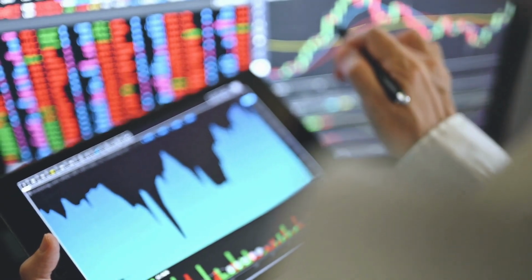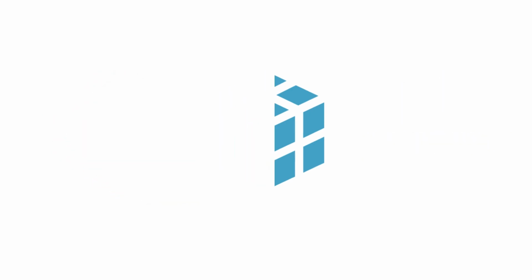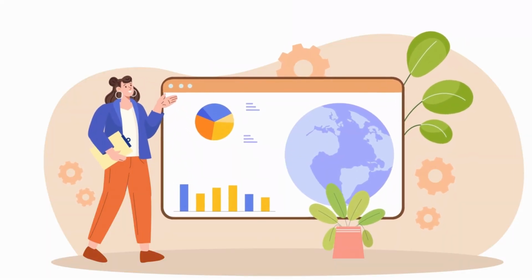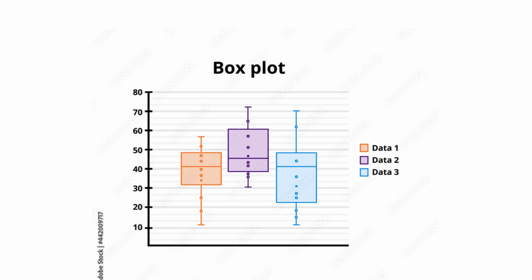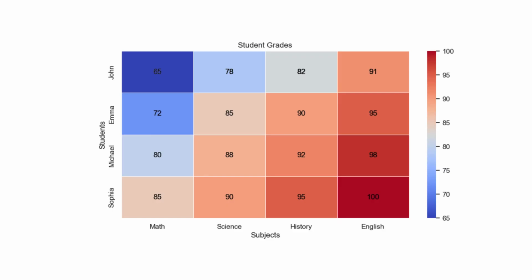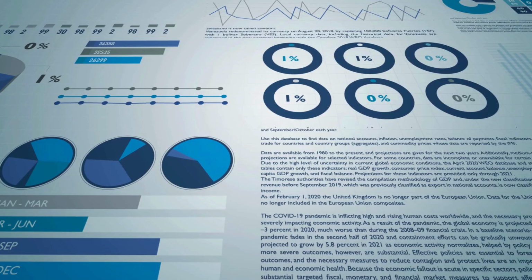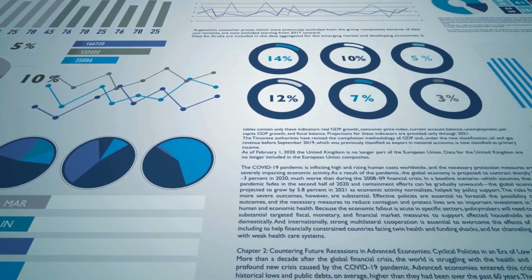Tools and techniques for EDA. Pandas/Python and R are popular tools. Visualization techniques include box plots, which show distribution and outliers; histograms, which display frequency distributions; heat maps, which visualize relationships between variables; scatter plots, which explore correlations; and dimensionality reduction, PCA, which simplifies high-dimensional data.